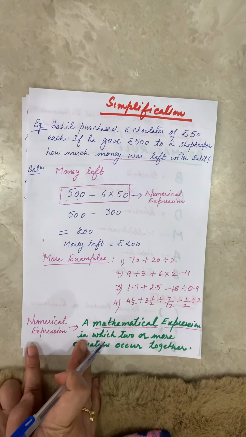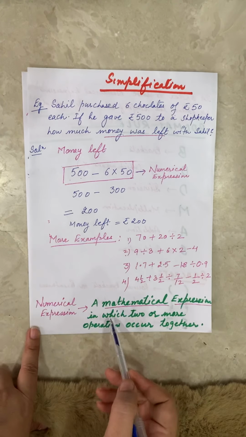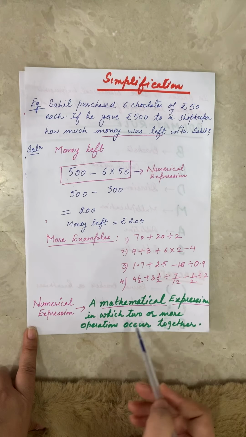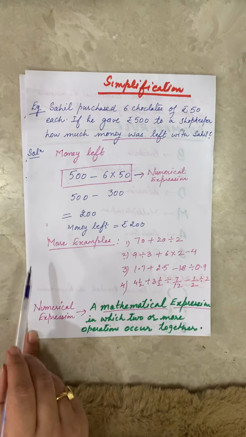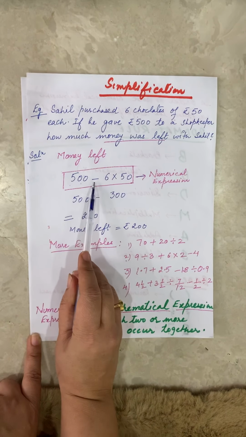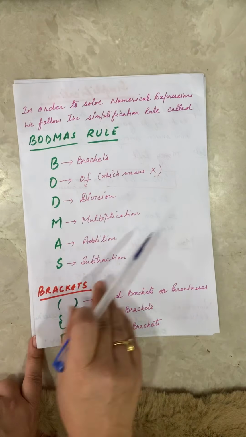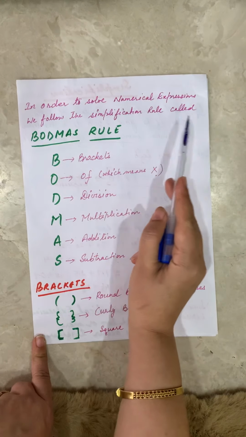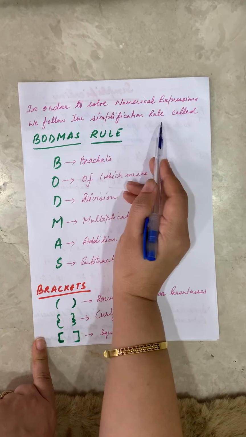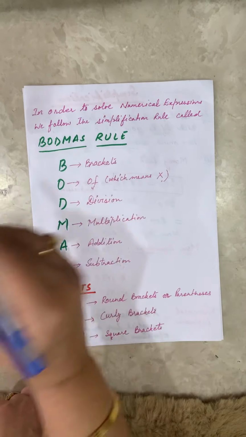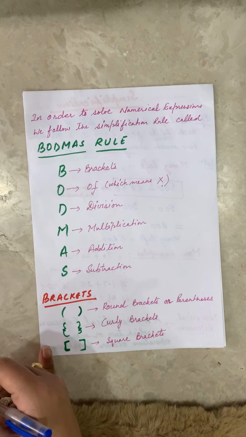Now let's recall what is numerical expression. So numerical expression is a mathematical expression in which two or more operations occur together. Like in our problem, we have two operations, minus and multiplication. Now in order to solve these numerical expressions, we have to follow the simplification rule, which is called BODMAS rule. Earlier we have done DMAS rule.